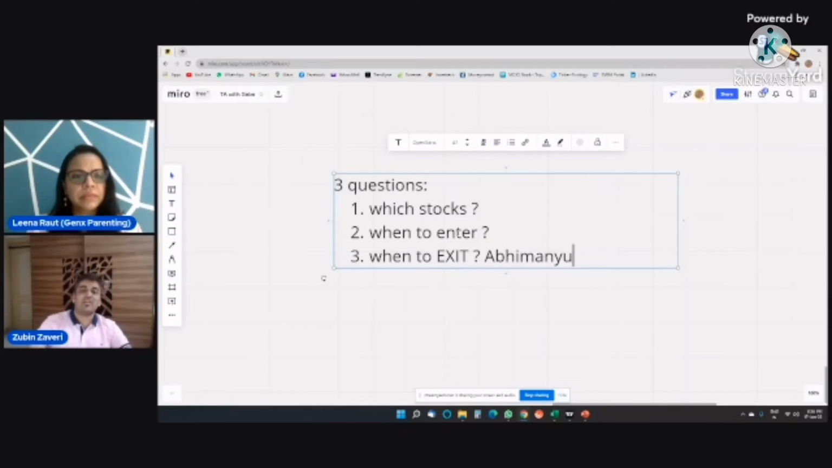Today, what we will be learning is how to select stocks, when to enter into the stock, and when to exit from it. But before we do that, a little bit on what is the stock market. We need to understand what is the stock market.